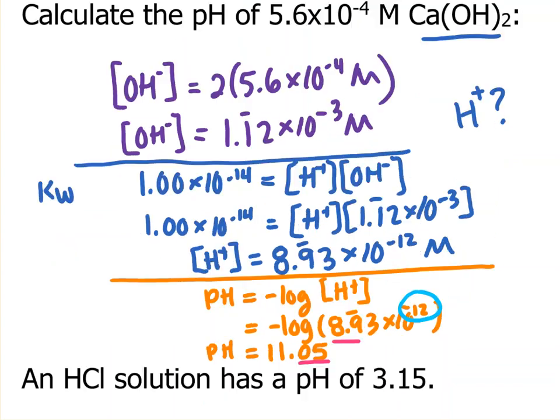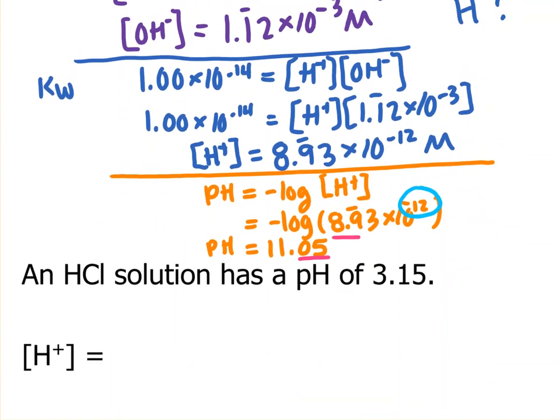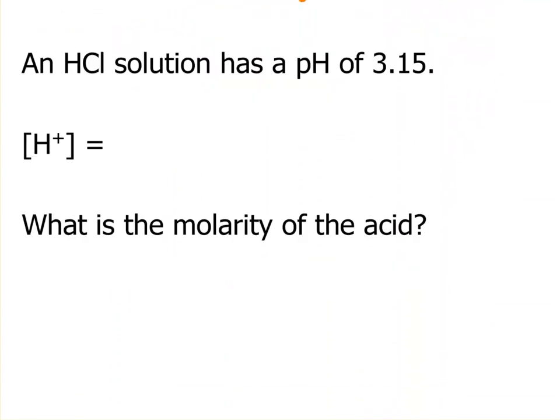Let's go ahead and do another problem, this time involving an acid. This time we were given the pH and asked to find the hydrogen ion concentration. So it's a little backwards from what we've been doing. We just need to solve the equation the other way.